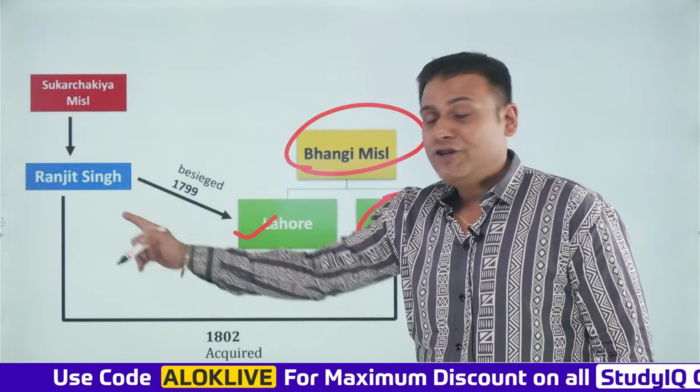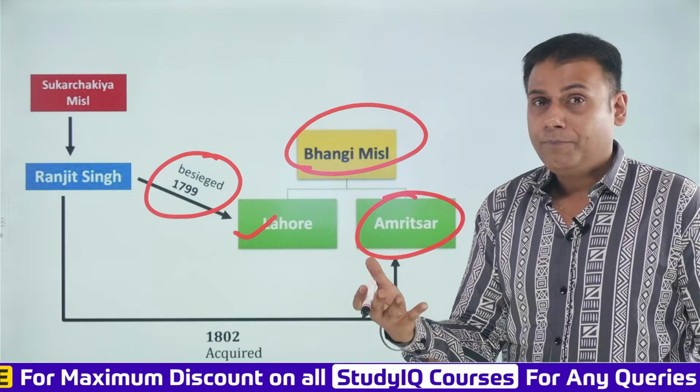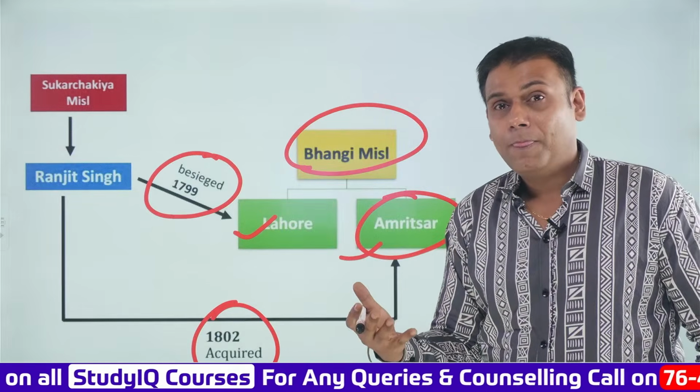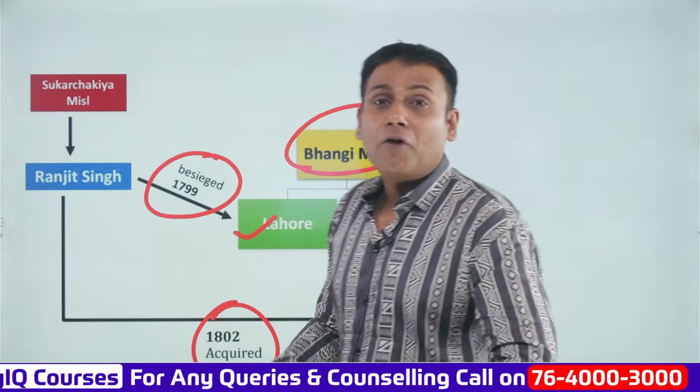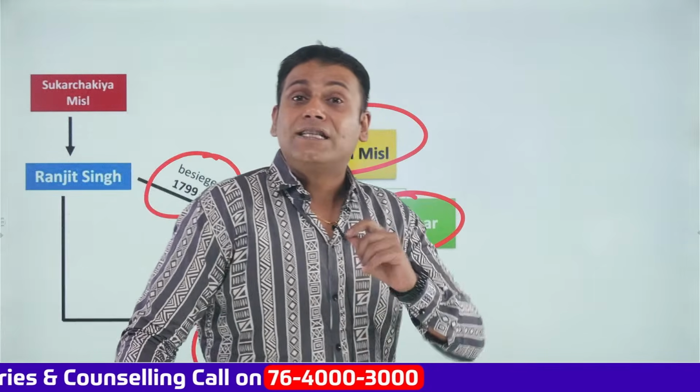Maharaja Ranjit Singh ji attacked the region of Lahore in 1799 and acquired it. In 1802, he acquired the region of Amritsar. And meanwhile, there was a continuous threat from the Afghans as well. There was an Afghan ruler whose name was Zaman Shah.